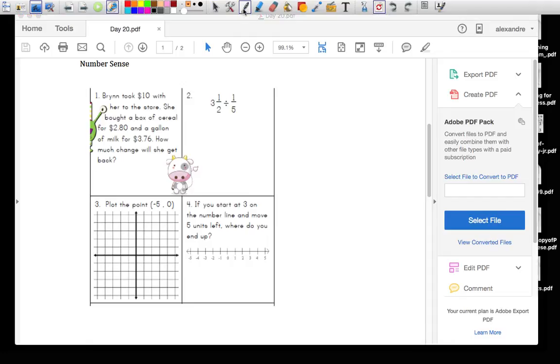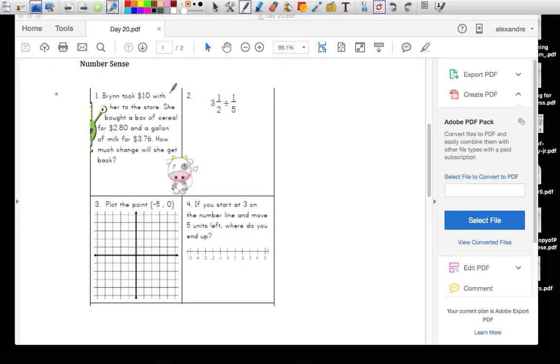Okay. Bryn took $10 with her to the store. She bought a loaf of cereal for $2.80, a gallon of milk for $3.76. How much change will she get? Easy problem, yet a lot of people get this wrong. You forget decimals, you forget how to line them up. So she bought two items, $2.80 and $3.76. Let's find out her total cost.